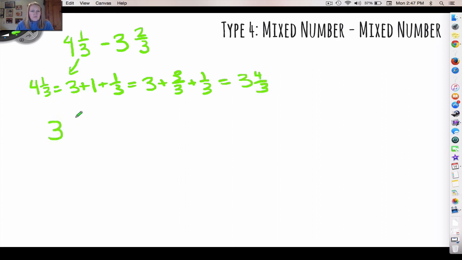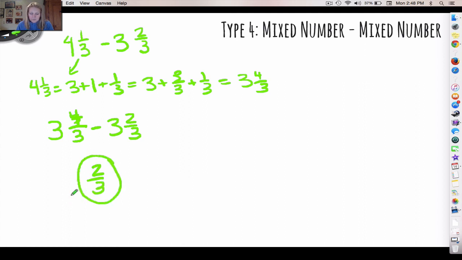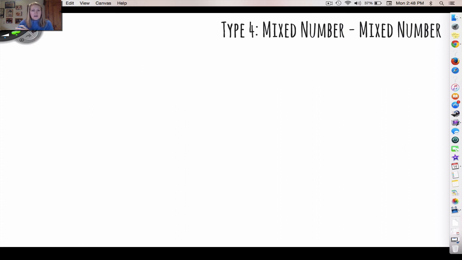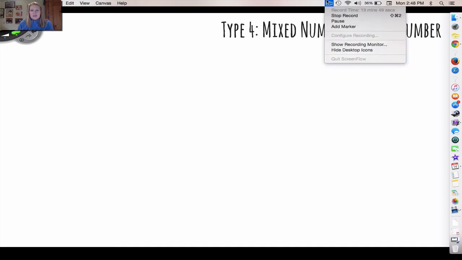So then we have the problem 3 and 4/3, subtract 3 and 2/3. 3 minus 3 is 0, but 4/3 minus 2/3 is 2/3, and there's no reducing necessary, and that would be my answer. Okay, thank you, and work on practice, practice, practice. Check your answers as you go through, though, because these can get tricky with the negatives and the positives. Have a great time doing your homework.